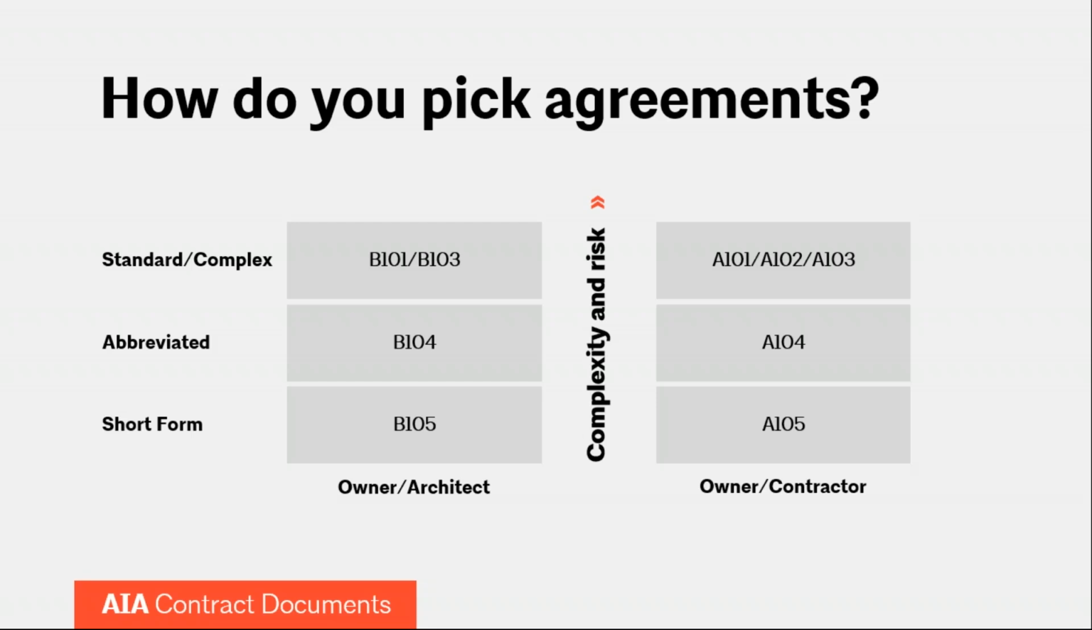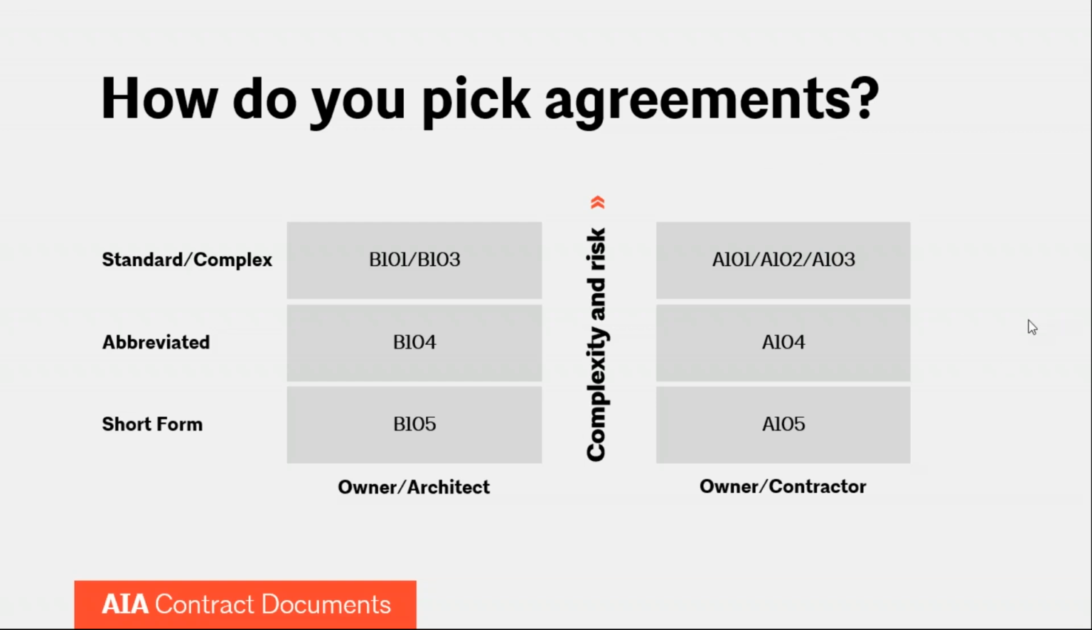What this slide shows is the owner-architect agreements on the left and the owner-contractor agreements that dovetail with them on the right. You have to consider those as well when you're picking your agreement with the owner, because the delivery method may change the document you're picking.